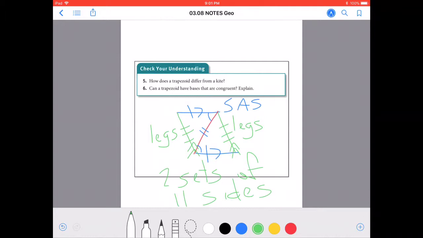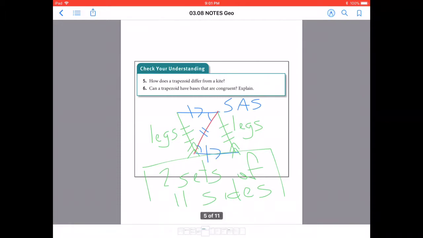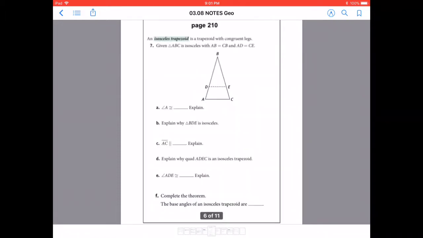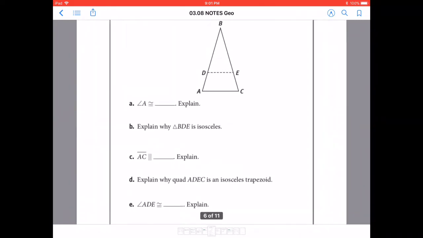Hopefully you can figure out what shape that is. I'm not going to say it in this video. So hopefully you can figure out, if we have two sets of parallel sides, what shape we actually have. But we're going to move on to our next slide, and I'm going to zoom in for this one.